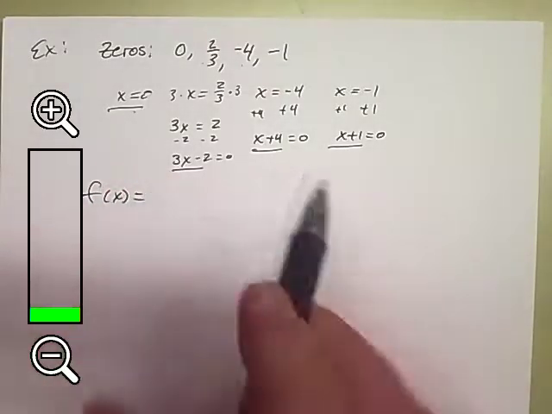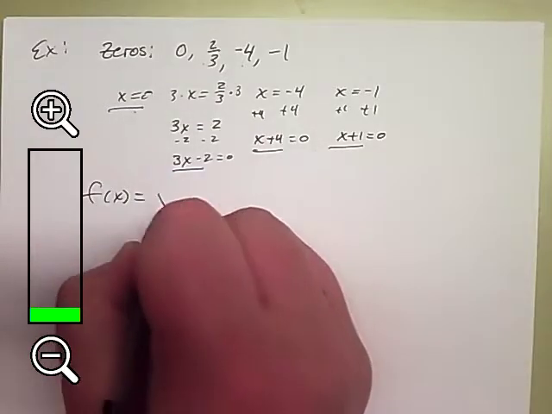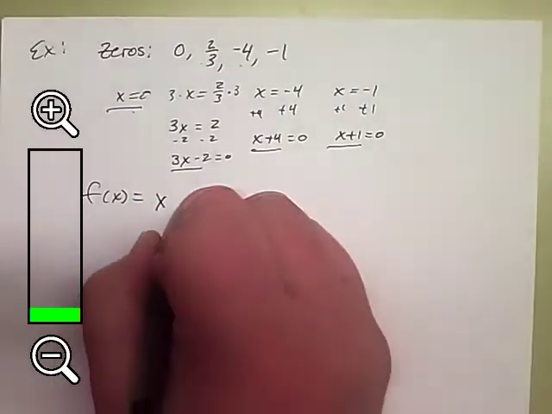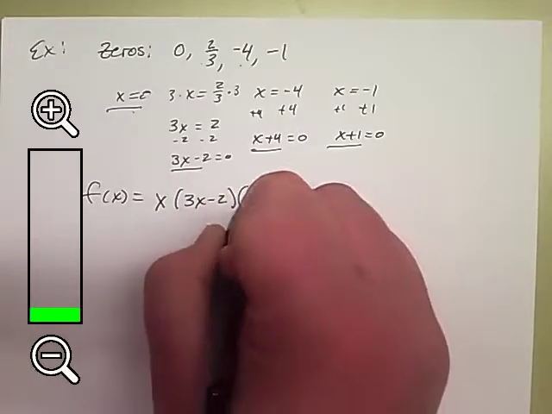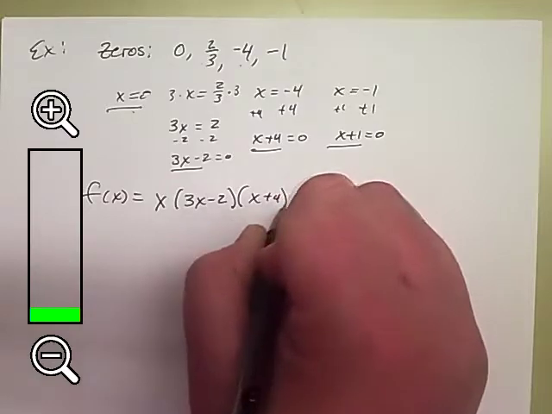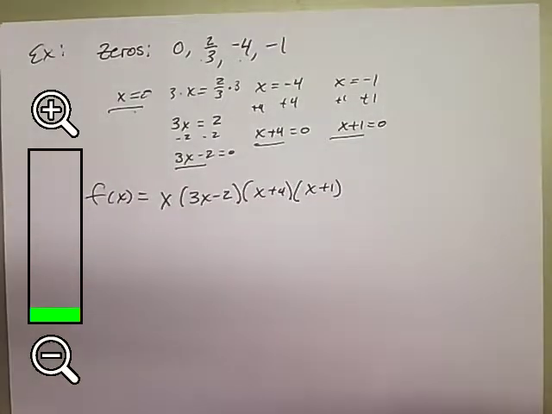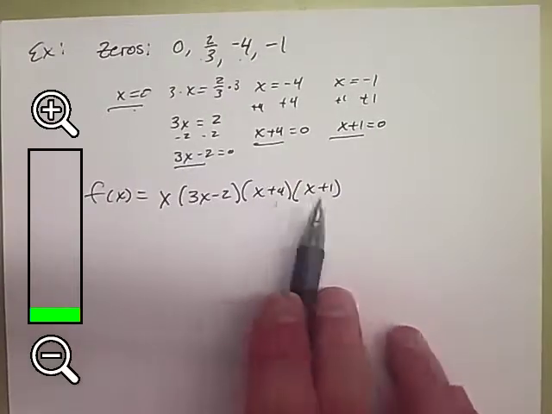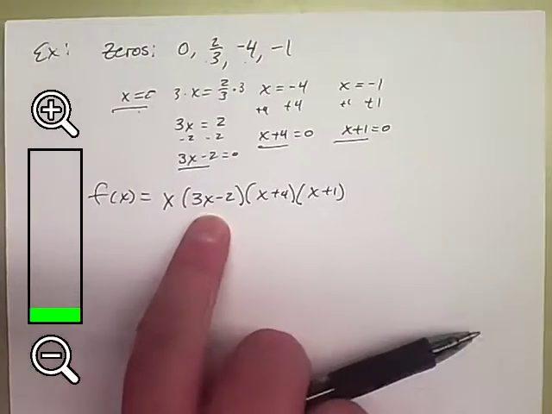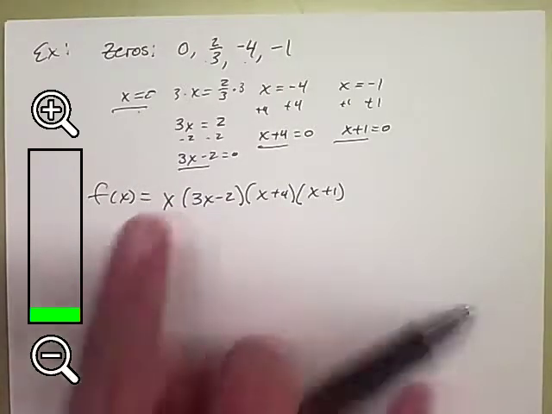F of x equals. Now remember, with that x equals 0, again, this is the weird guy. He's just x. And then we have our 3x minus 2. And then we have x plus 4. And then we have x plus 1. All right, so now going through and multiplying these out. I'm going to start with these two, and then I'm going to multiply this one, and then finally on the last part I'm going to multiply the x.